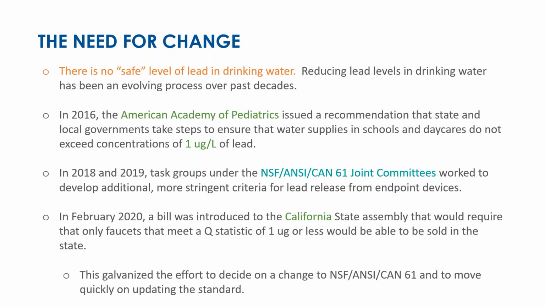So in 2018 and 2019, task groups or smaller working groups under the NSF ANSI CAN 61 Joint Committee worked to develop additional, more stringent criteria for lead release from endpoint devices. Additionally, in February of last year, a bill was introduced to the California State Assembly that would require that only faucets that meet a Q statistic of 1 microgram or less would be able to be sold into the state. So this really galvanized the effort to decide on a change to NSF ANSI CAN 61 and to quickly update the standard.